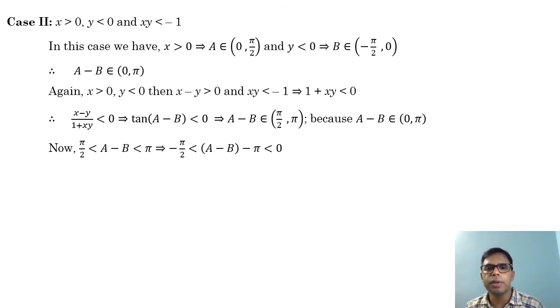The equation number 1 was what? You see here, equation number 1 was tan of (a minus b) is equal to (x minus y) divided by (1 plus xy). This was the equation number 1.